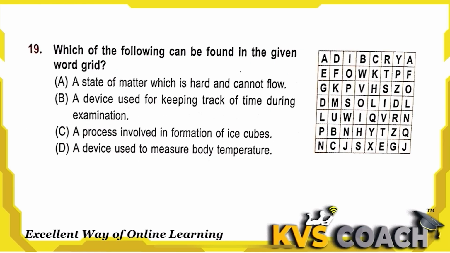Next is, which of the following can be found in the given word grid? A state of matter which is hard and cannot flow. Hard state, cannot flow, it means this is solid. Ice is an exceptional case which can float on the water. A device used for keeping track of time during examination, that is clock or watch, you can say.